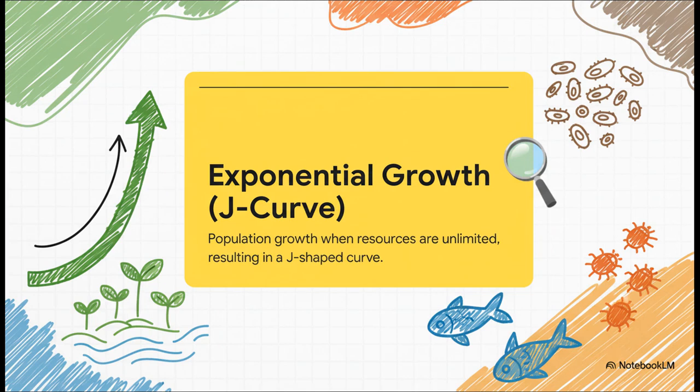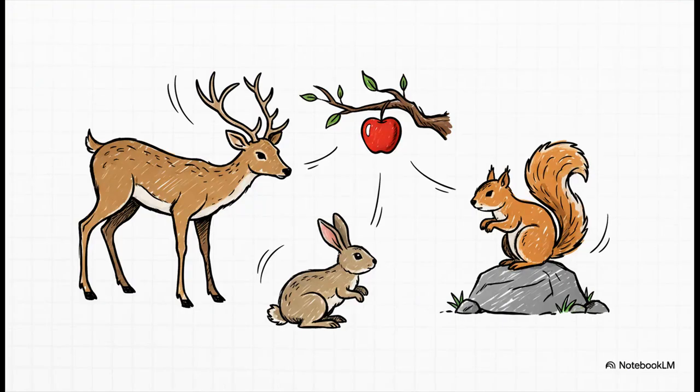So what happens when you have those unlimited resources? Well, you get this, a J-shaped curve. It's also known as exponential growth. The population starts slow and then, vroom, it just shoots up like a rocket. This is what happens when there are no limits, no brakes on growth. But is that really realistic? Exactly. In the real world, is there unlimited food?